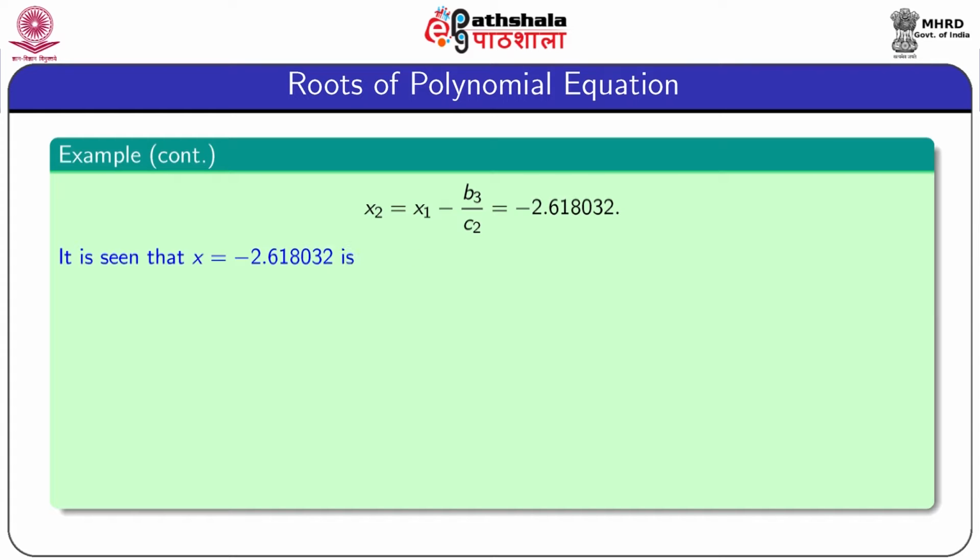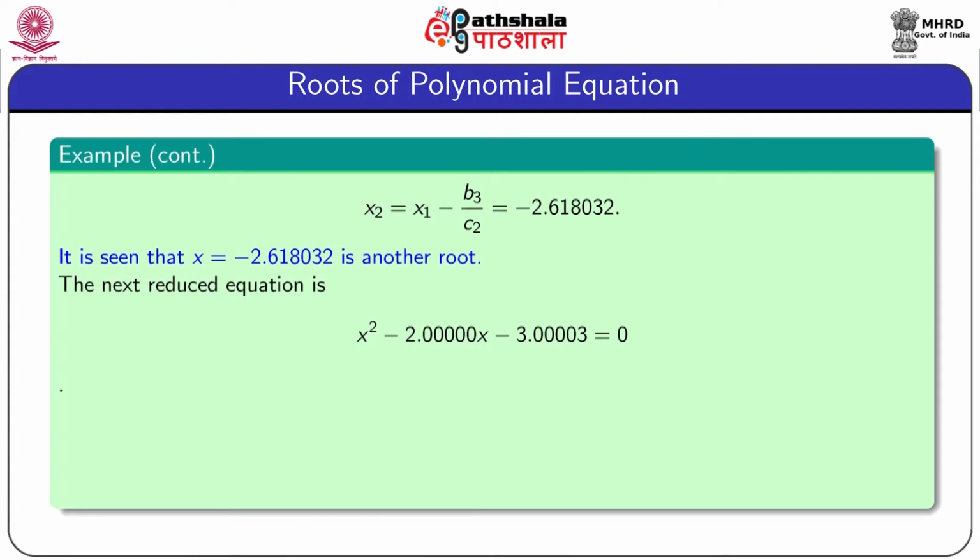The second iterated value of the second root is minus 2.618032. So, it is seen that x equal to minus 2.618032 is another root. That means, after the second iteration we get the second root. And the next reduced equation is x square minus 2x minus 3.00003 equal to 0. Now, the roots of this equation are x equal to 3.00001 and the other root is 1.